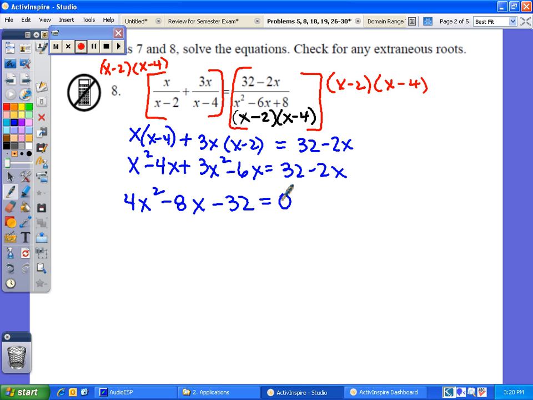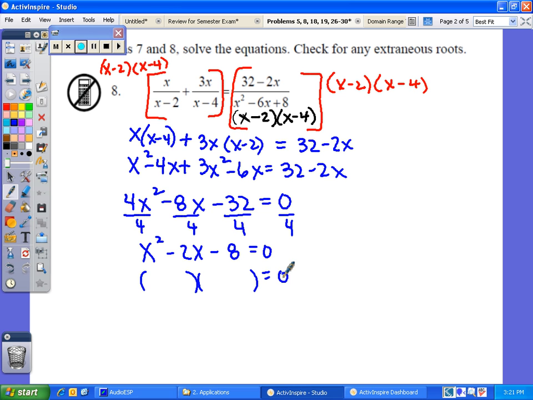To simplify matters, I notice that each of the three terms has a common factor of 4. So I'm going to divide through by 4. Notice every term got divided by 4. So I simplify the matter by getting x squared minus 2x minus 8 equals 0. Once I get there, it makes my factoring a lot easier.